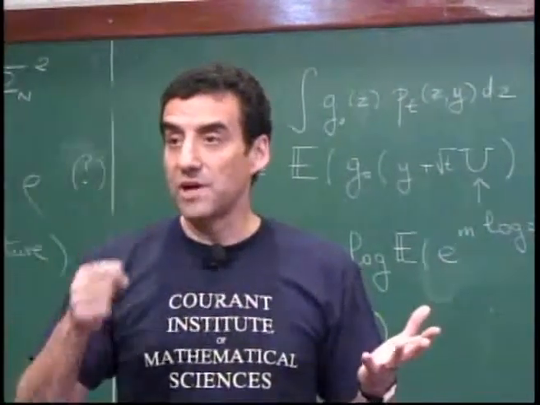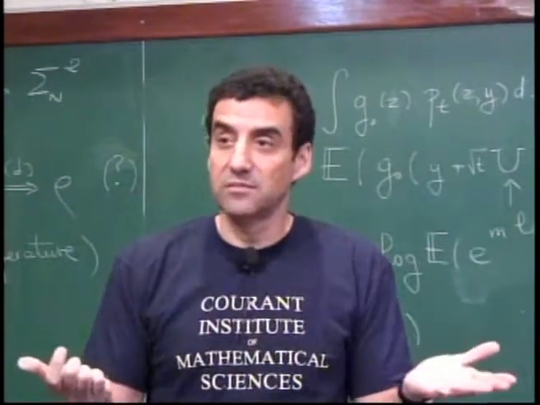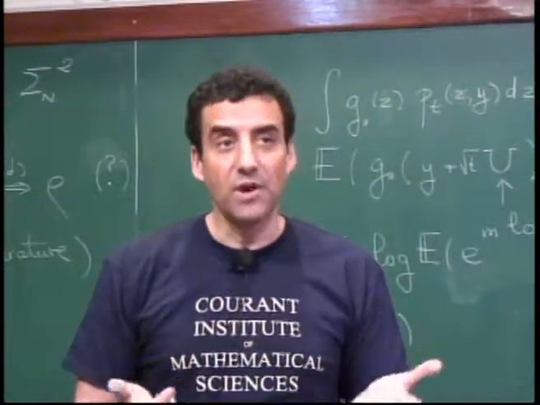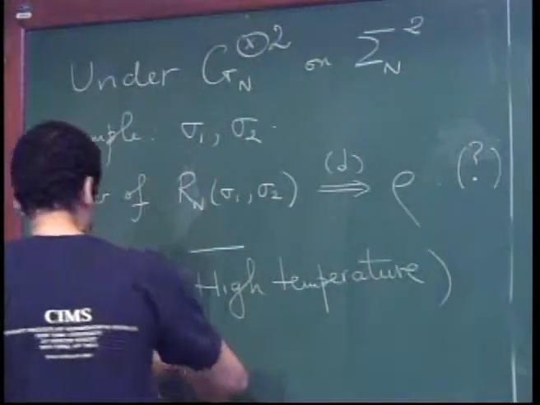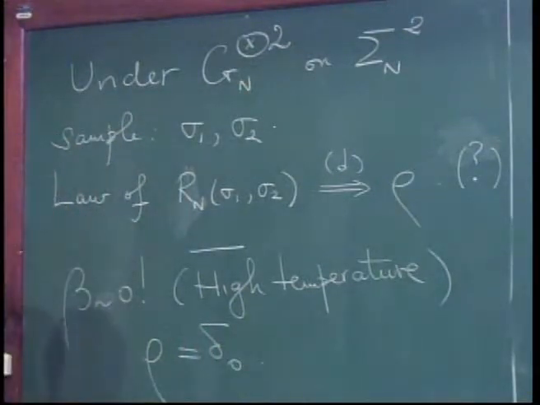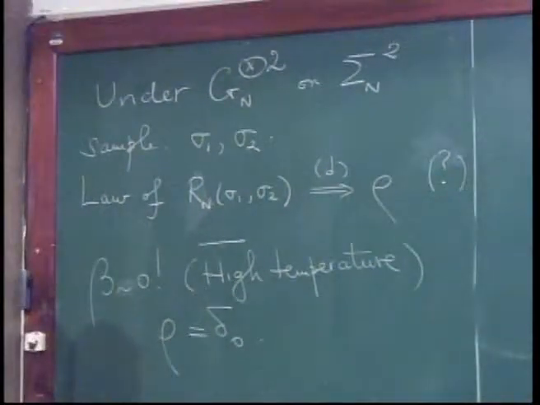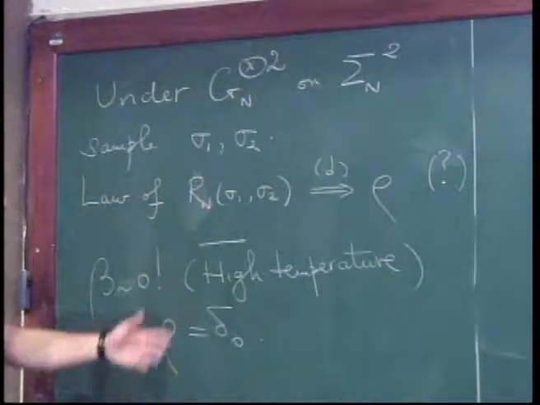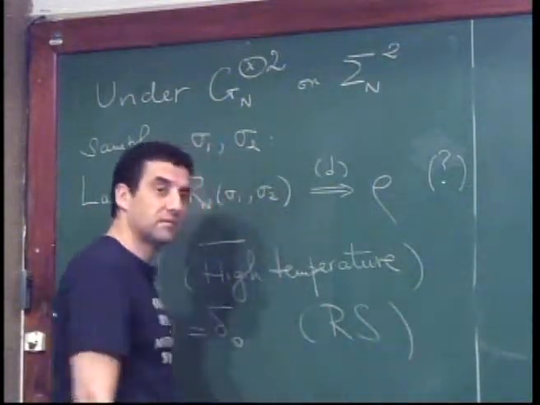It's clear that the law of large numbers applies. When you look at 1 over n times the sum of this thing, it should converge to the mean of this. But the mean is 0. So it's clear that the overlap should be 0. So in this case, this rho should be a Dirac mass at 0. It should be purely atomic, a Dirac mass at 0. That's what you expect. That's the signature of the high temperature, and this would be called the replica symmetry region.